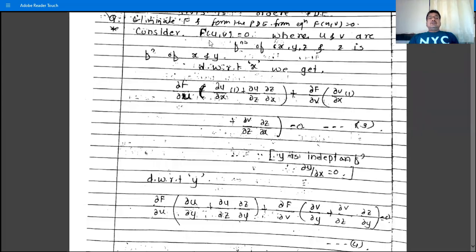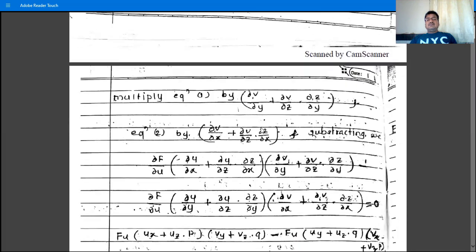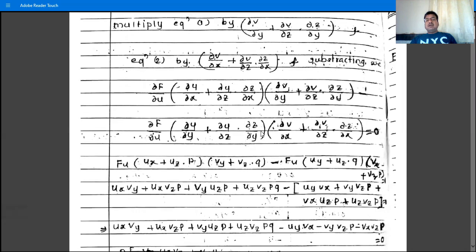So last lecture's incomplete example: eliminate f and form the partial differential equation from the equation f of u, v is equal to 0. The formation of the partial differential equation from this equation f of u, v is equal to 0. Differentiate with respect to x and with respect to y, and then multiply this bracket to equation 1 and this bracket to equation number 2, and subtracting, we have this.